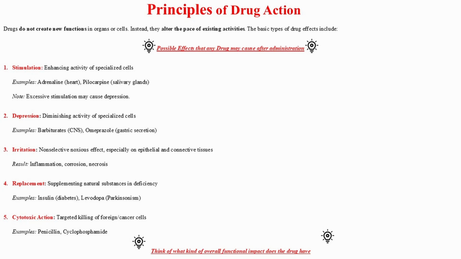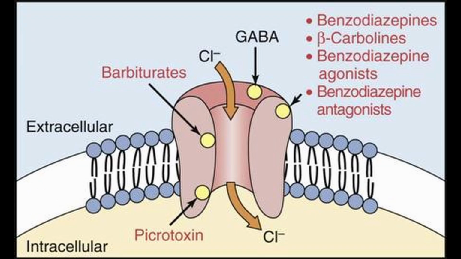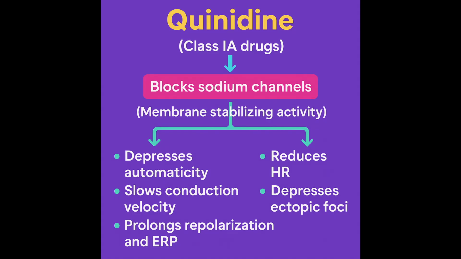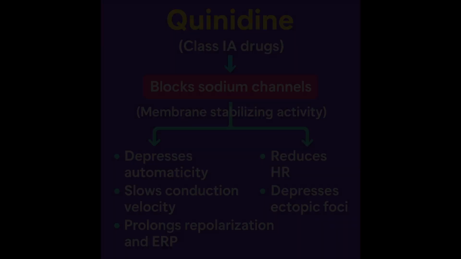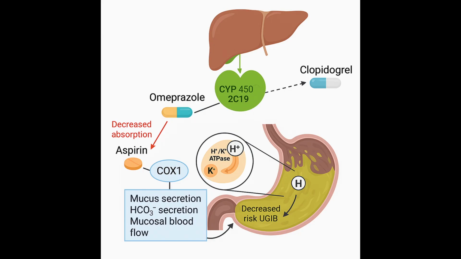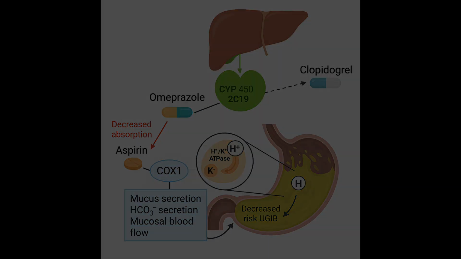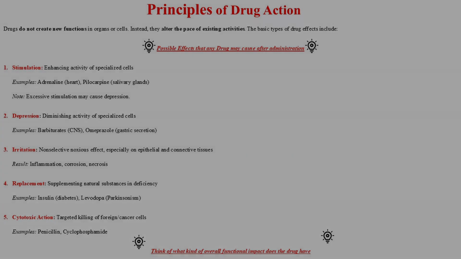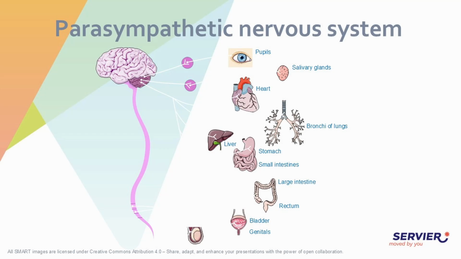Coming to the next drug action, depression. The drug slows down or reduces the activity of specific cells. Example, barbiturates slow down the brain activity in the CNS, and quinidine reduces the heart activity. Coming to the other example, omeprazole decreases the stomach acid. Some drugs can stimulate one part of the body and depress another. Example, acetylcholine speeds up the gut movements but slows the heart rate.